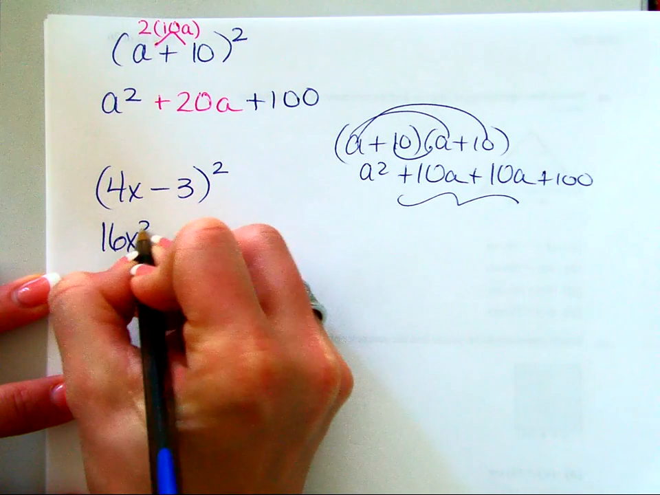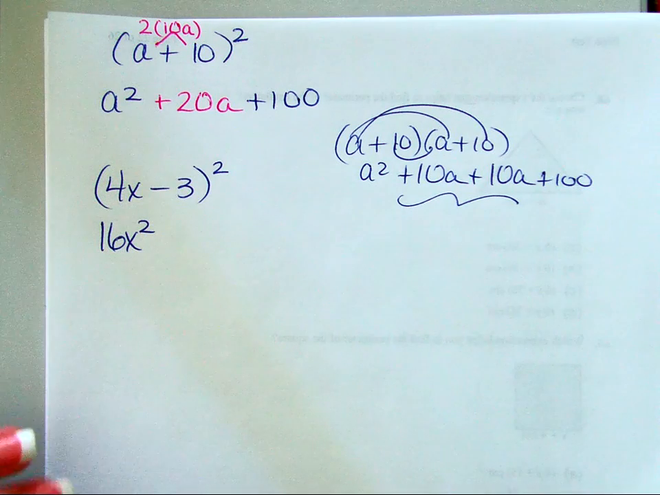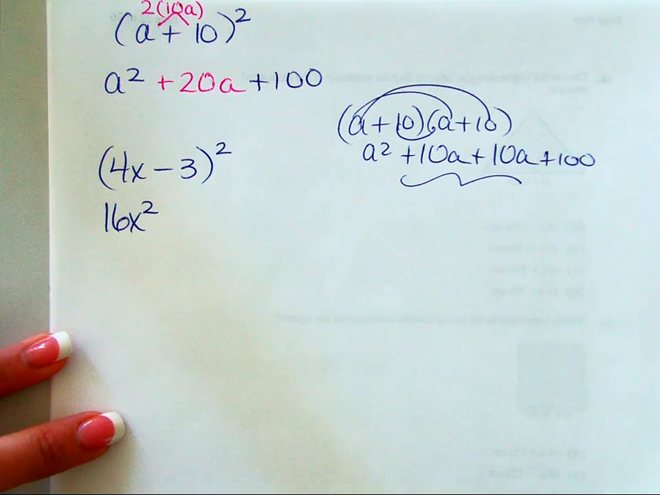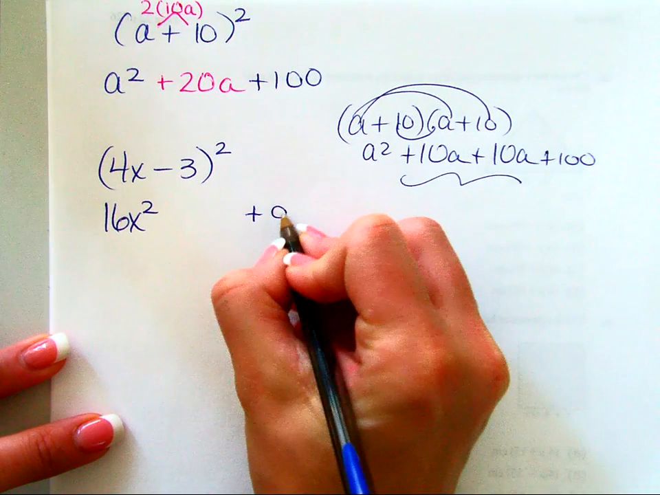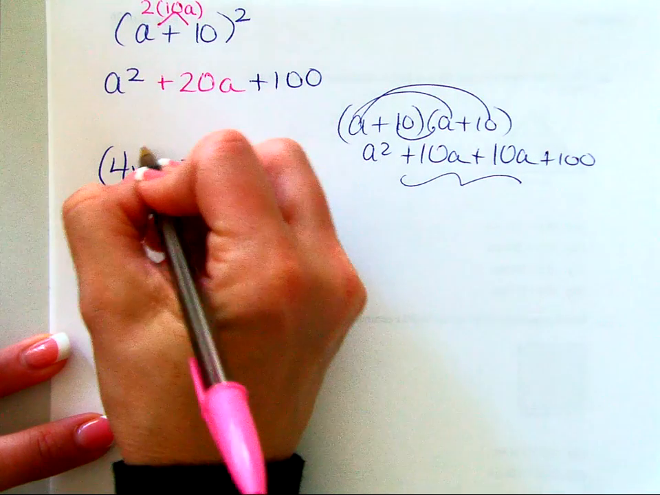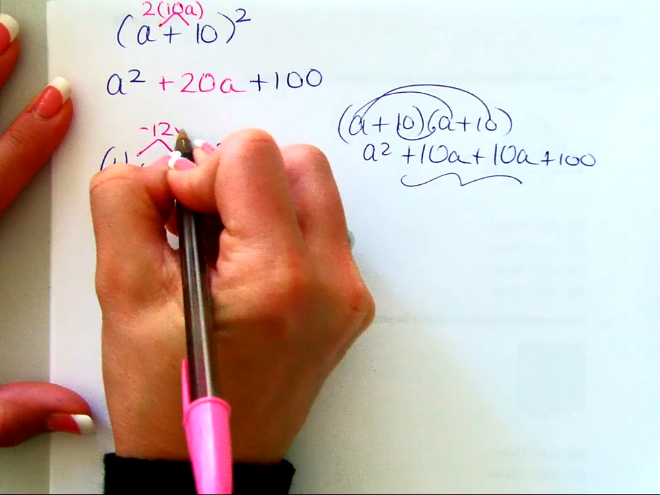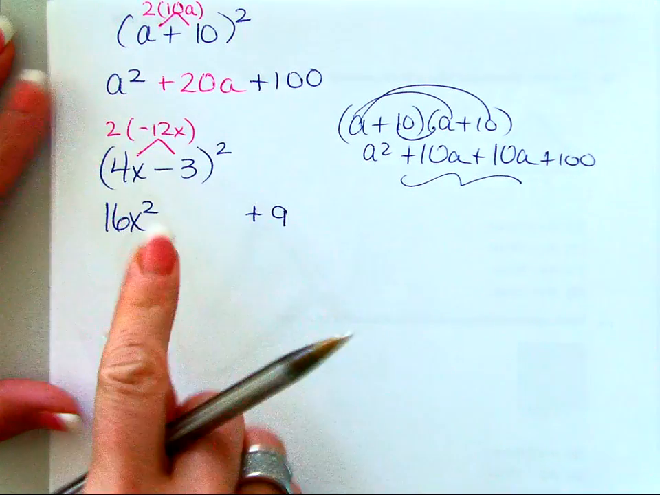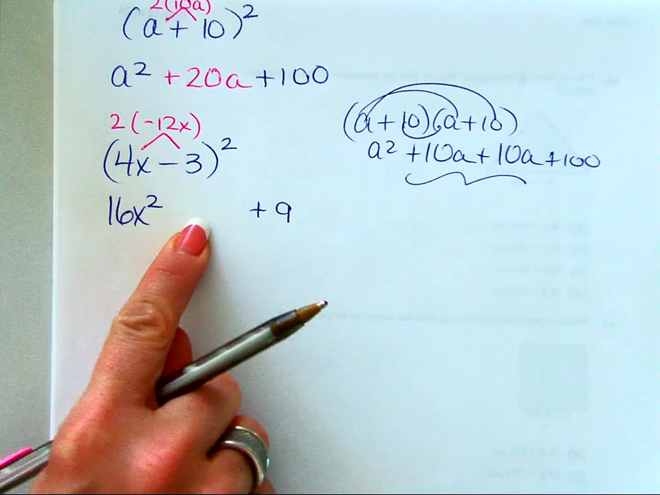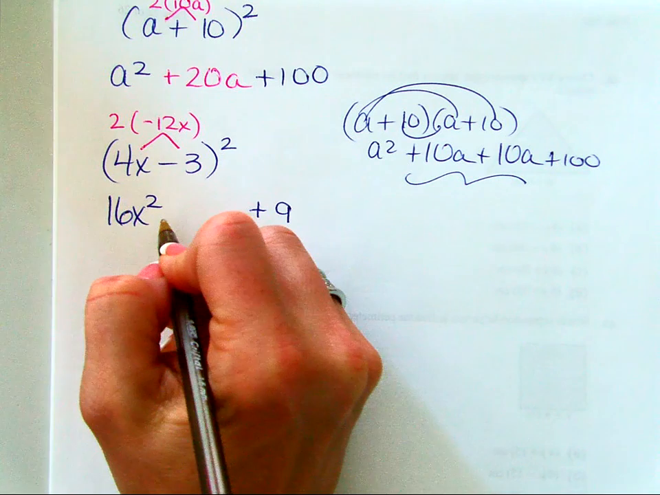So take your a and square it. Take your b and square it. In other words, negative 3 times negative 3 is? Take these two and multiply them together to get negative 12x. Then double it. What term goes there?